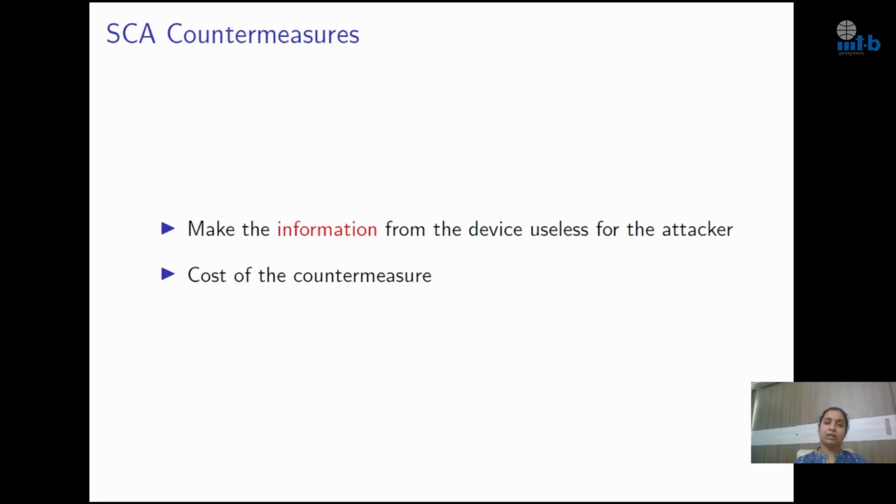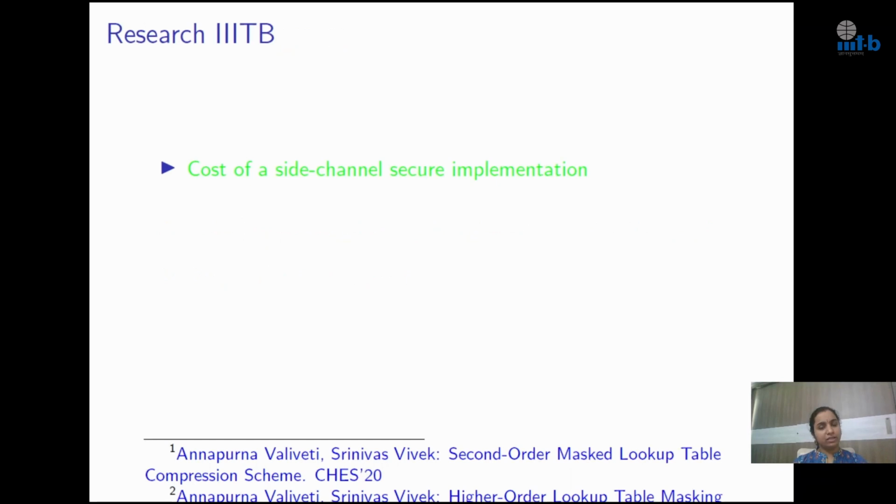Kocher et al. demonstrated this dimension of side channel attacks in the mid 90s. So for the past 25 years, researchers have been working on side channel countermeasures. Also, we are working on making this cost as low as possible. From an end user point of view, we would like to minimize this cost of side channel security. So this is where my research is happening.